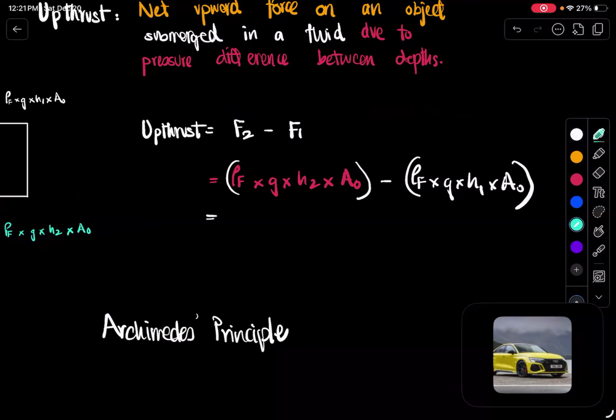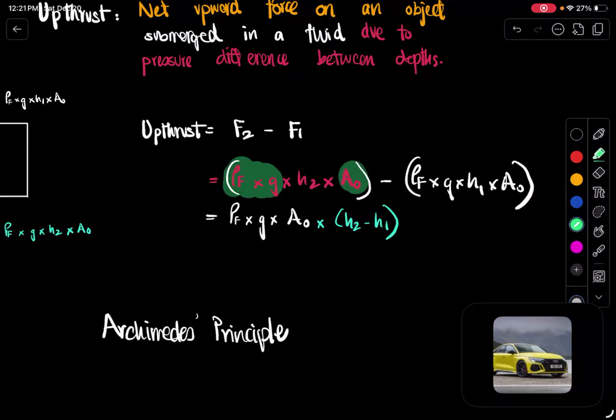Do I see everything common? I do. Everything else is common except the heights. So if I take density of fluid times g times A naught as common, all that's left is h2 minus h1, because I took rho g A naught common in both of them.